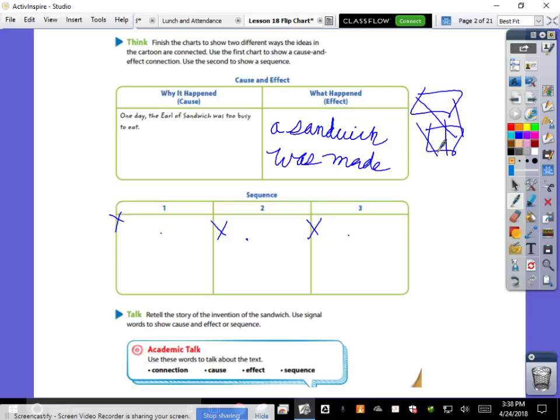All right. And remember to use your academic words: connections, cause, effect, sequence. We talked about all of these before, especially connections and cause and effect. We've had whole lessons on cause and effect. So y'all should be able to get this.